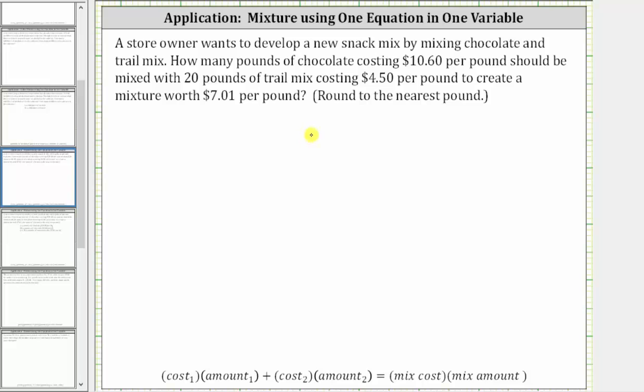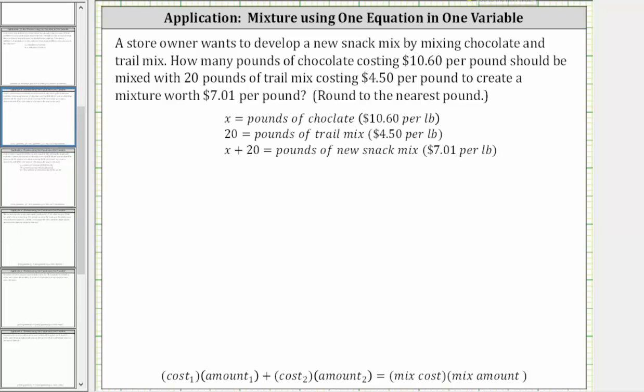We need to begin by writing expressions for the amount of chocolate, the amount of trail mix, and the amount of the new mixture. And since we don't know how many pounds of chocolate to use, we will let x equal the pounds of chocolate at a cost of $10.60 per pound. The owner is going to use 20 pounds of trail mix, and therefore 20 is equal to the pounds of trail mix at a cost of $4.50 per pound.